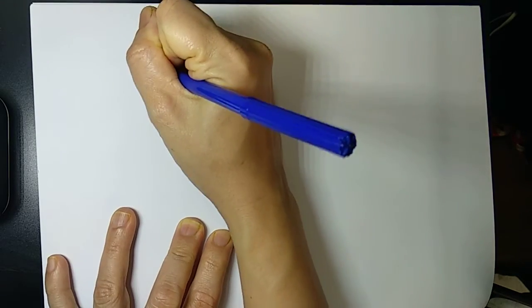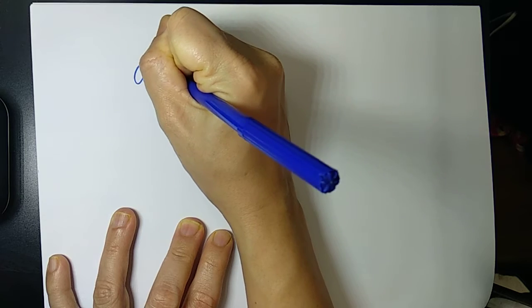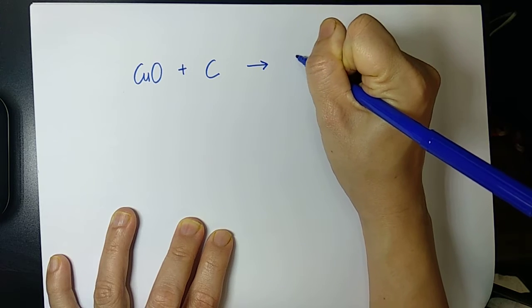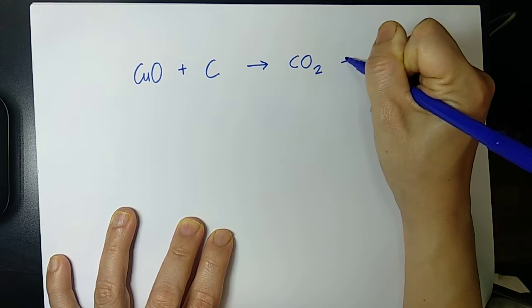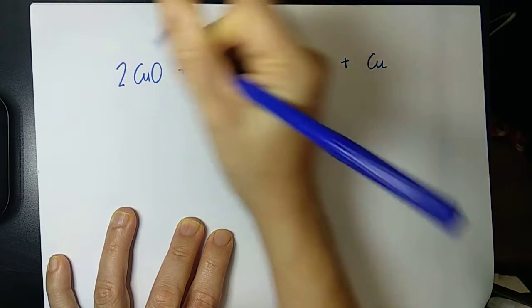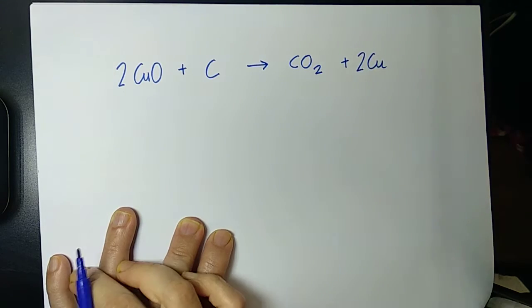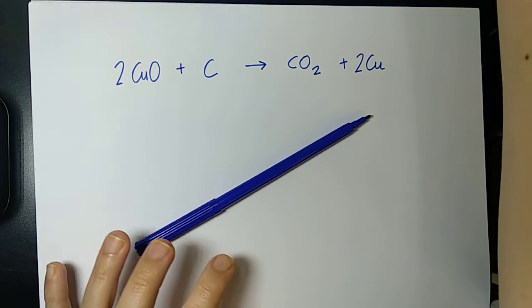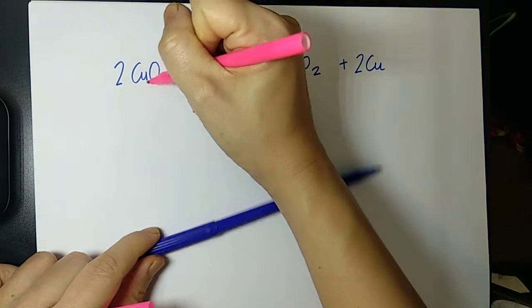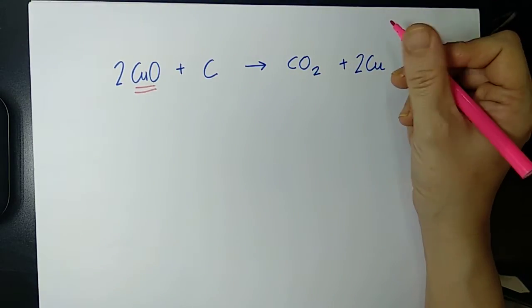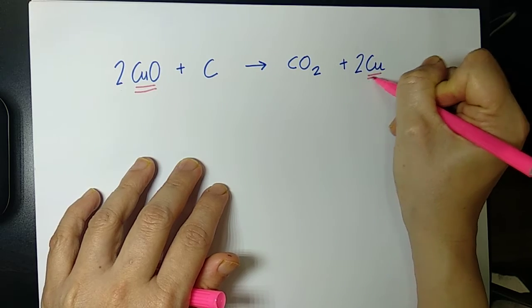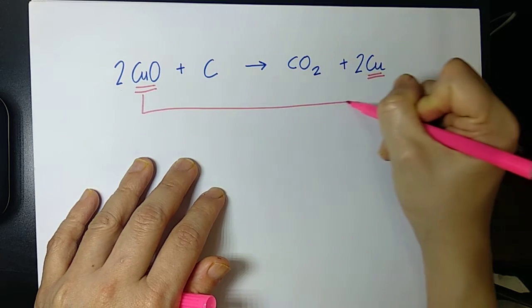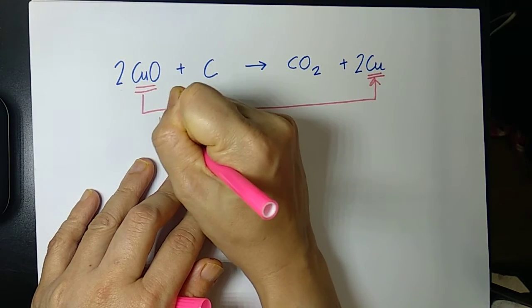So, let's say copper oxide was heated together with carbon. This produces carbon dioxide and copper. Okay, now, who has the oxygen at the start? Copper 2 oxide has the oxygen. But at the end of the reaction, copper 2 oxide has lost its oxygen and become copper. So, from copper 2 oxide, it has become copper. It has lost its oxygen.